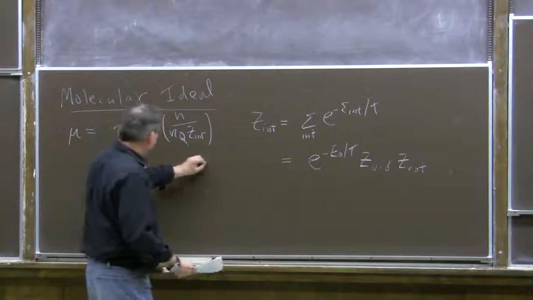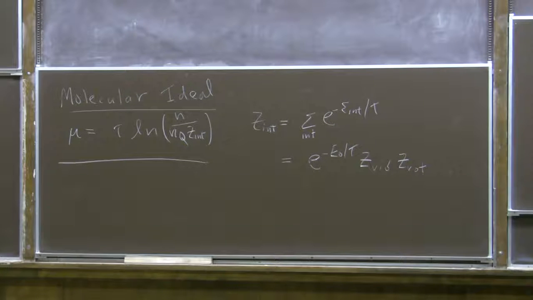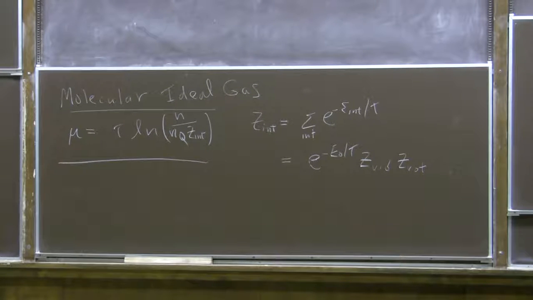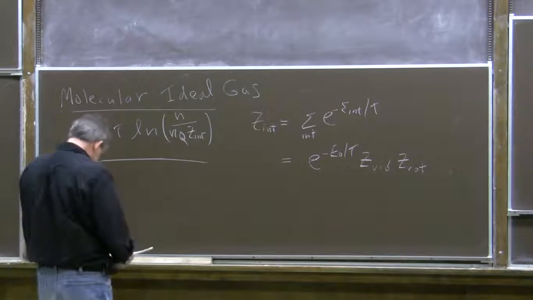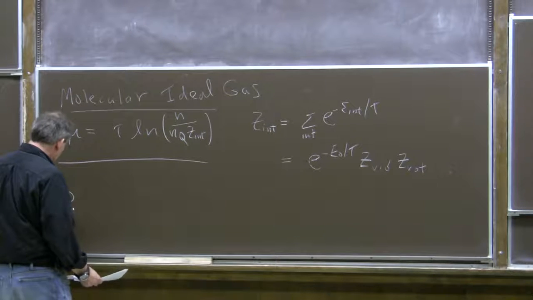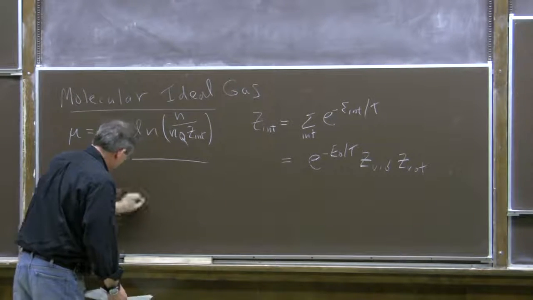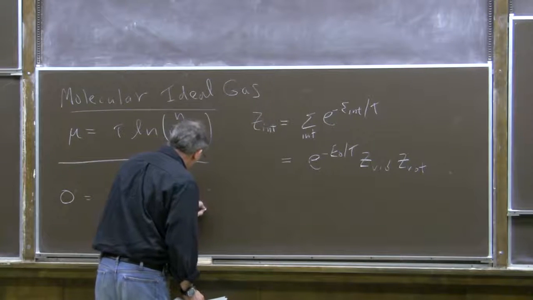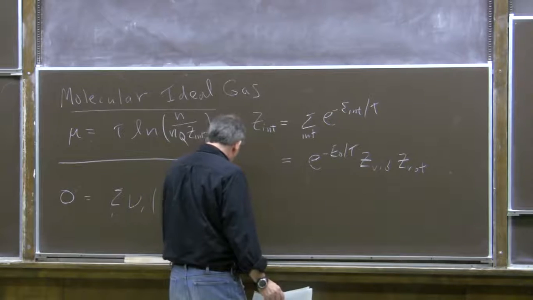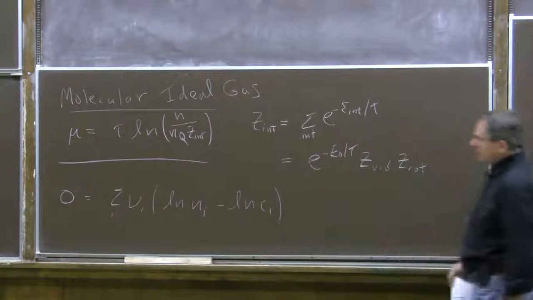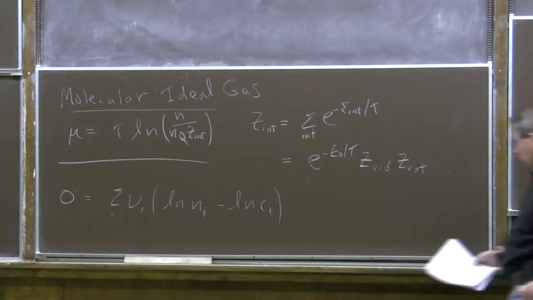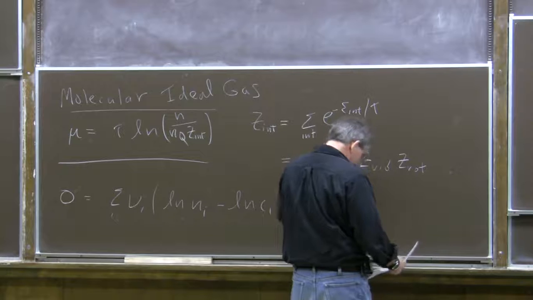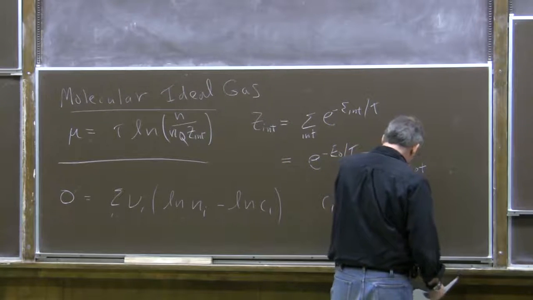So, if we consider a chemical reaction in which all of the species are molecular ideal gases, then the condition for chemical equilibrium can be written as 0 equals the sum over i of nu i, determined by the chemical reaction, times the chemical potential, which I can write as the log of the concentration of species i minus the log of some constant independent of concentration, but depending on the species, whereby c i, I just mean, as I read off from this expression for the chemical potential, the quantum concentration of that species times its internal partition function.